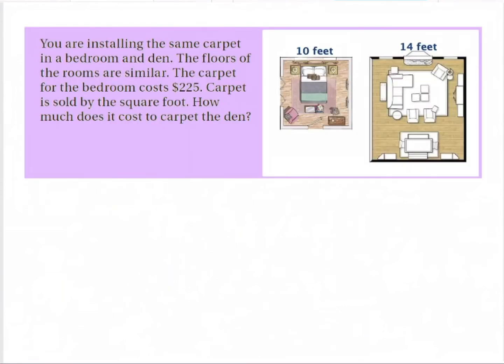One more example, installing carpet. And when we're talking about carpet, is that more of a perimeter or more of an area thing? Since carpet covers the whole floor, that's an area thing. You could think about carpet squares. We're talking about square feet. Let's start with our length scale factor. It does say that these rooms are similar. So we've got a length scale factor of 10 to 14, or if you want to, we could call that 5 to 7. That might be better. 5 to 7 is for the length.